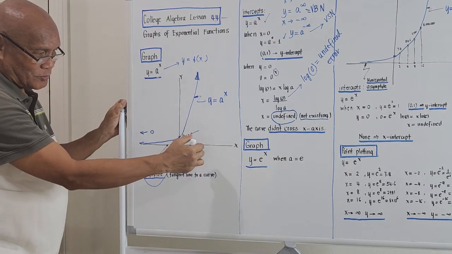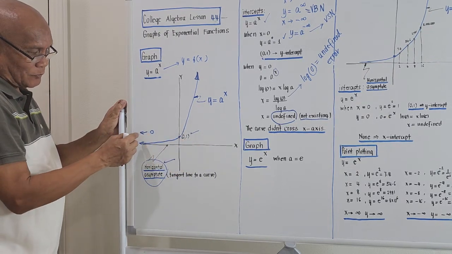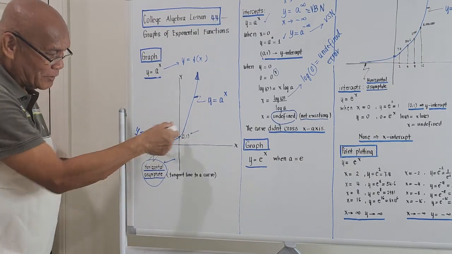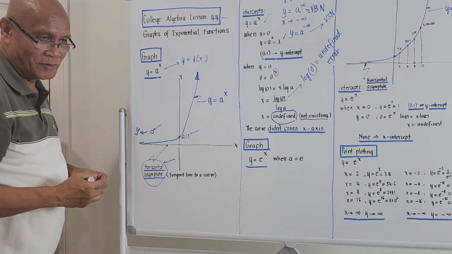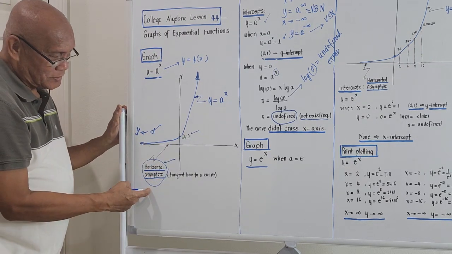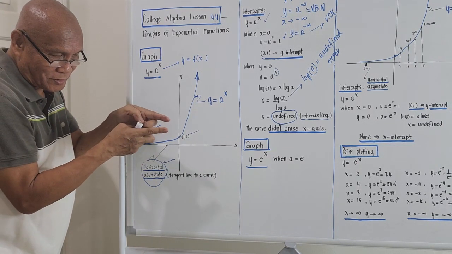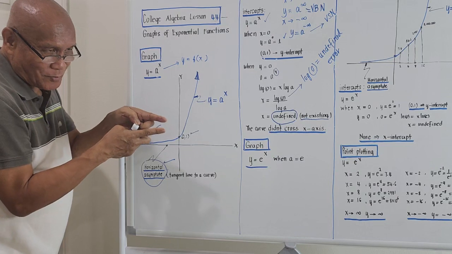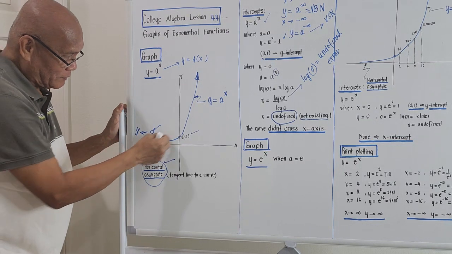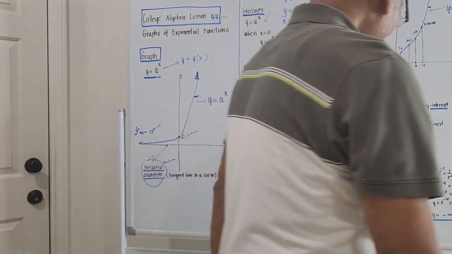As the value of x moves to the left, the value of x will be -1, -2, and the value of y will approach 0. It's very small, but it does not reach 0. That's why this x-axis is referred to as the so-called horizontal asymptote. The curve and the x-axis do not touch each other. They are just tangent to each other. There is a gap in between them. So the graph of y equal to a to the x will be this one here.